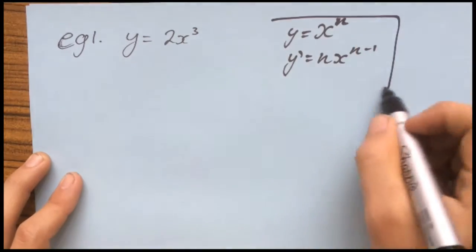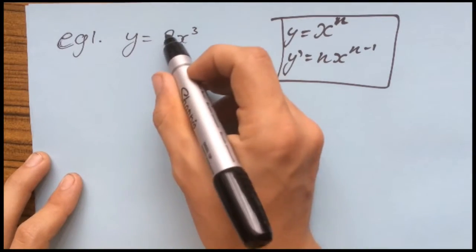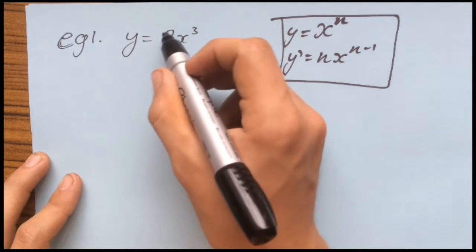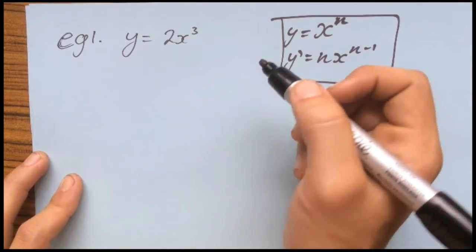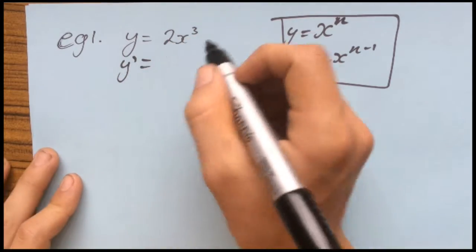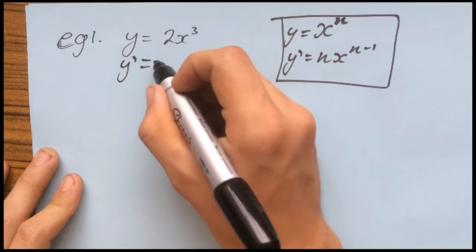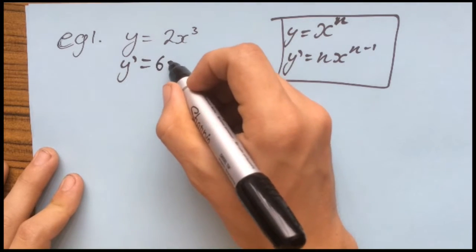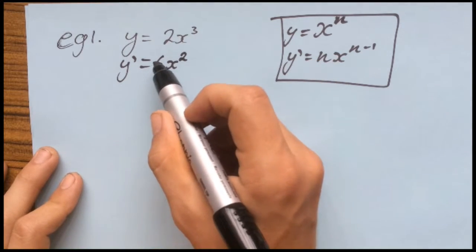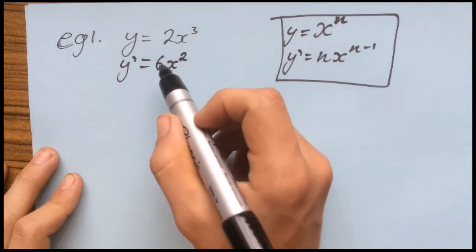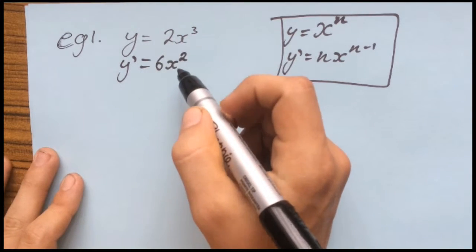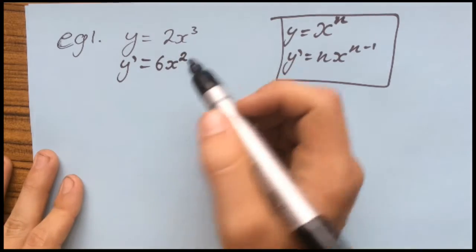Basically, same process as before. The number doesn't matter to the power rule operation. You just multiply the power by the number at the front. Hope that makes sense. So y dash equals 3 multiplied by 2, which is 6, x, 3 take 1, which is 2. So the 6x to the power of 2 is the first derivative of 2x to the power of 3.